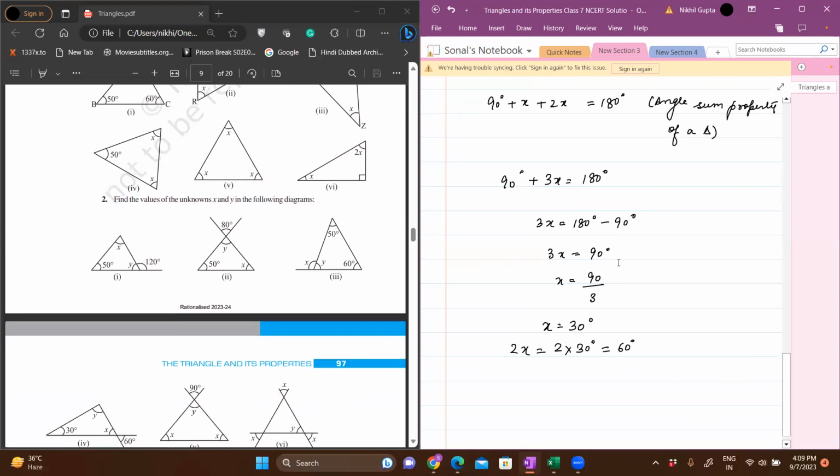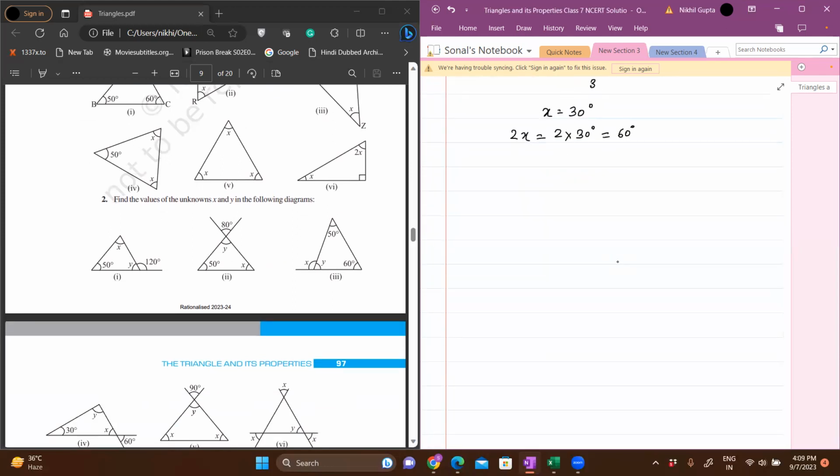Let's move on to question number 2. Find the unknown values of x and y in the following figure. Let's take the third part first of all. First of all, in this question, we can find out the value of y using the angle sum property. And then by exterior angle property, we can find the value of x, right?